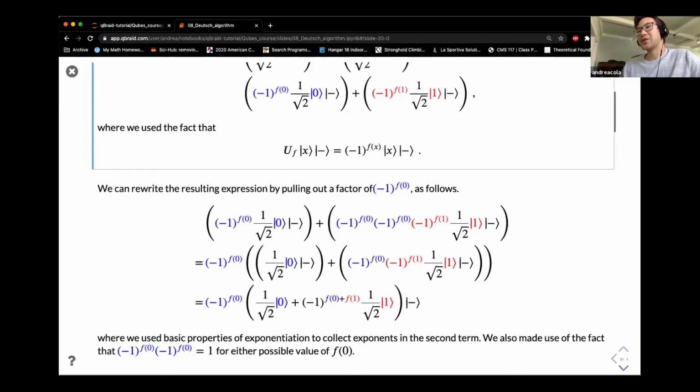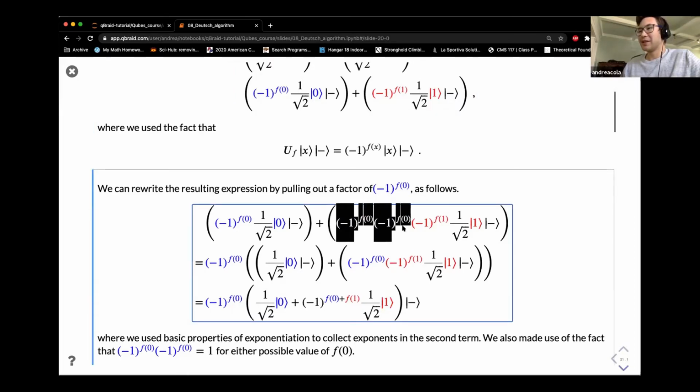what we can do is rewrite this last expression that we got here by factoring out, or pulling out, this -1 to the f of 0. Another way to see it is that we are just inserting this product here, -1 times -1, which is equal to +1, so it doesn't change things. Then we pull out this factor of -1 to the f of 0.